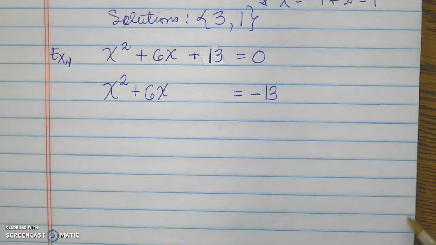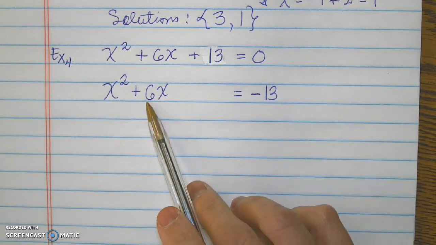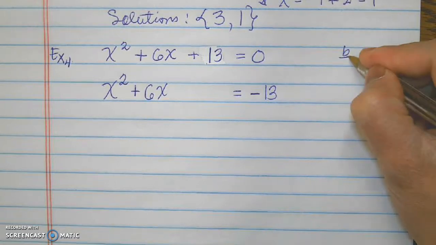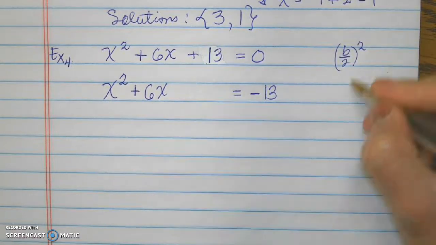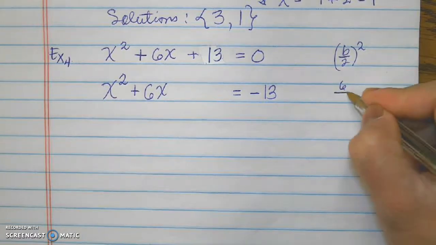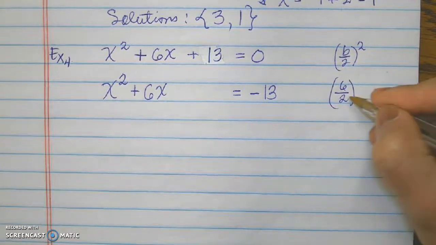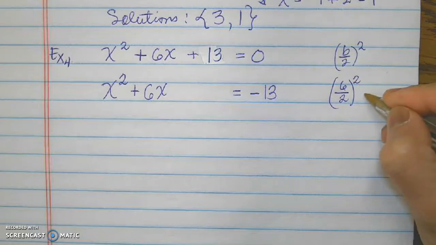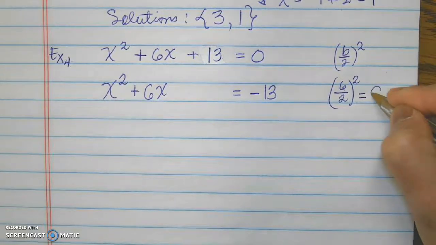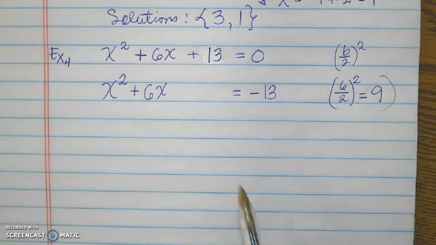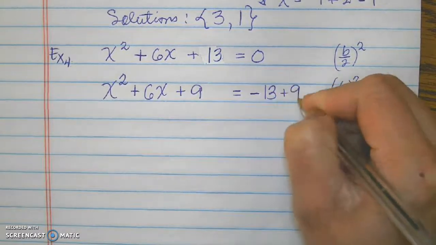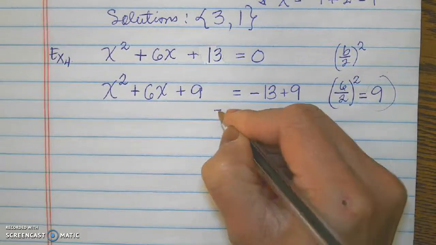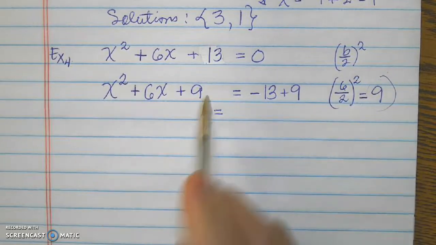Next step, identify your b, which in this case is positive 6. So that's going to be b over 2, and then you're going to square it. This is a positive 6, which is 6 over 2. That's a 3. Square it. So 3 squared is a 9. This number will be used to add to both sides. So plus 9 plus 9.